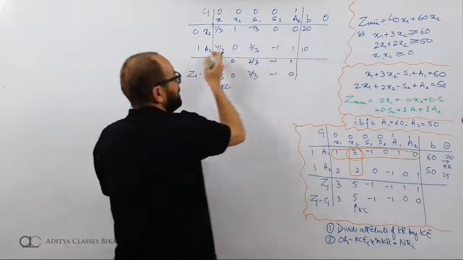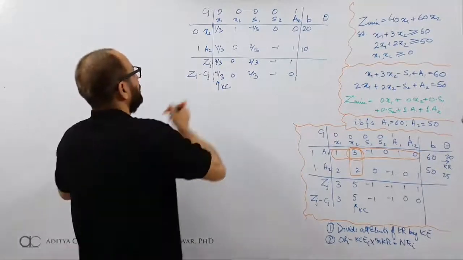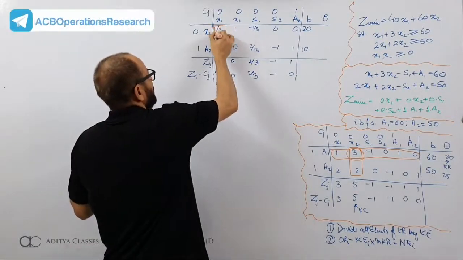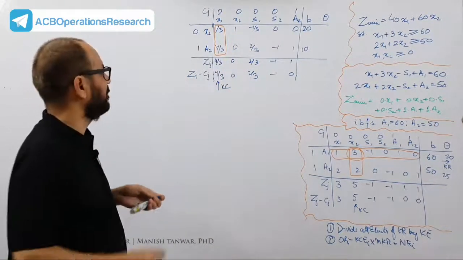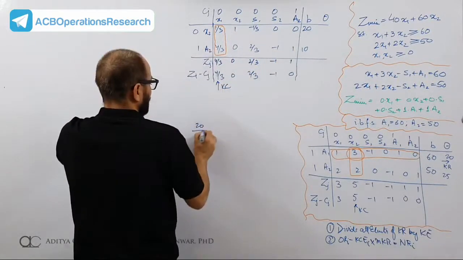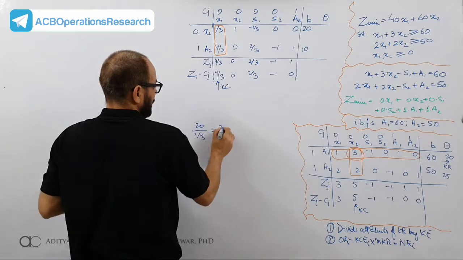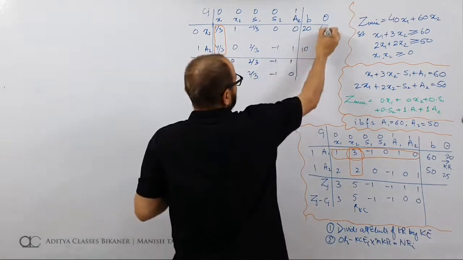And dividing B by key column, I'll get my key row. My outgoing variable x1 is the incoming variable for now. X1 is the incoming variable. This is my key column. 20 divided by 1 by 3, making it 20. This gets flipped. So you get a 60.